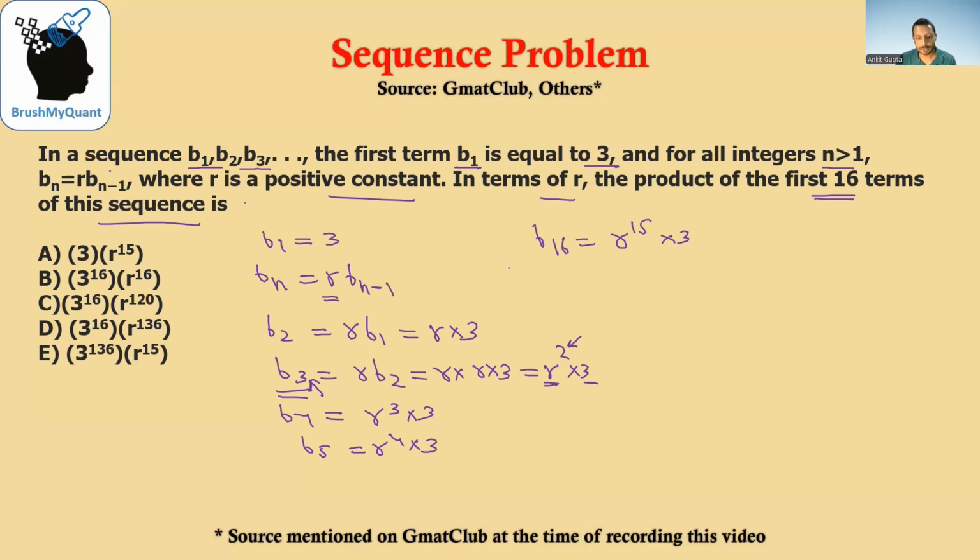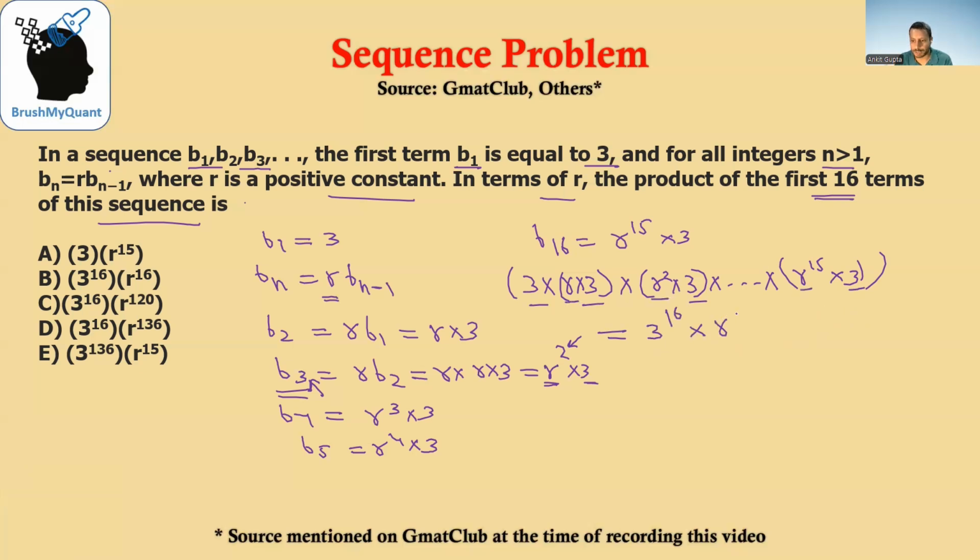Now, if you have to multiply all the terms, so we have b1 multiplied by b2 multiplied by b3 and so on till b16, so r raised to 15 multiplied by 3. Now there are 16 terms, so the value of 3 is actually repeated 16 times. So it will become 3 raised to 16 multiplied by, now let's take all the r terms together. Since the base is the same and the values are getting multiplied, we can add the powers.